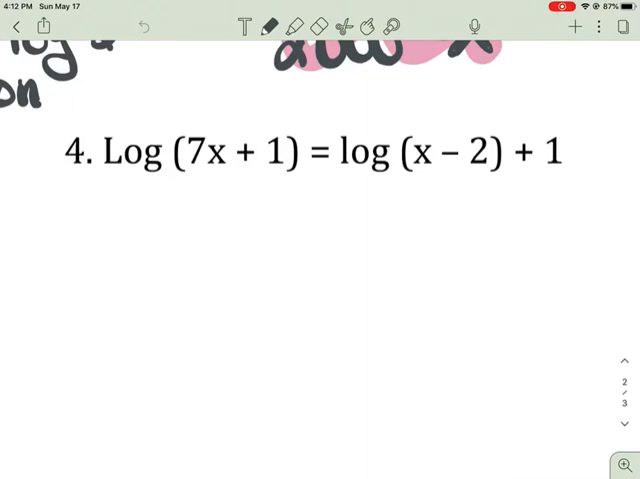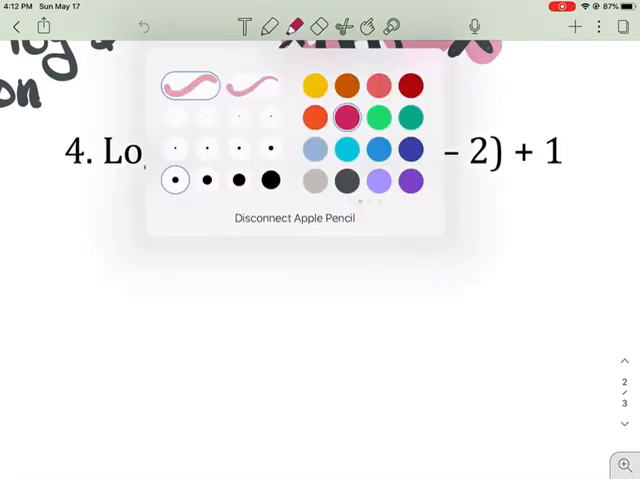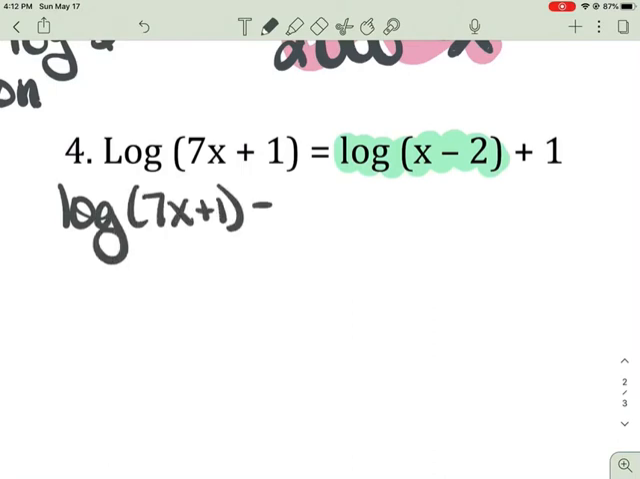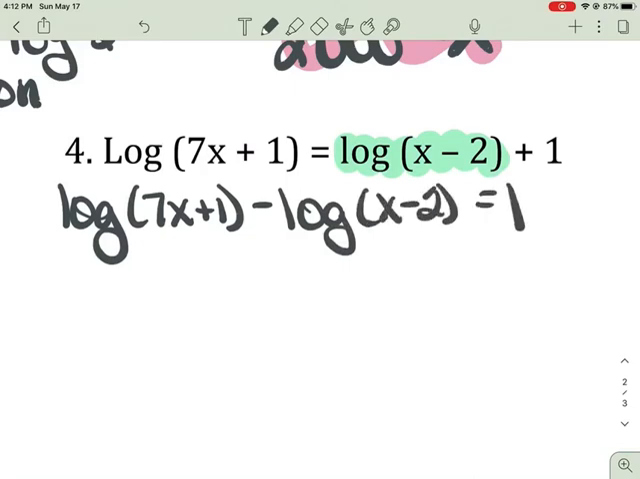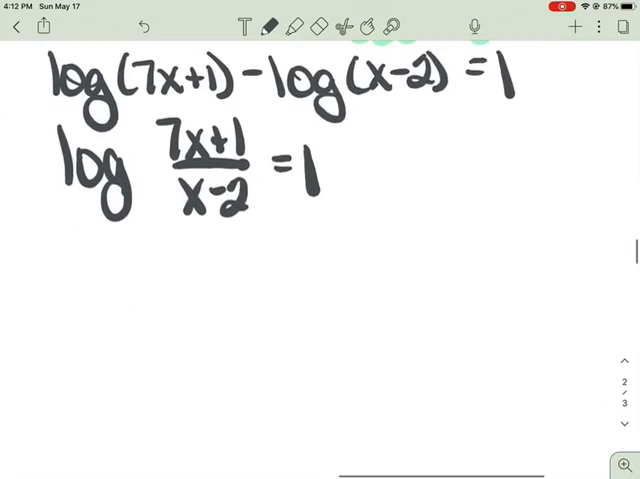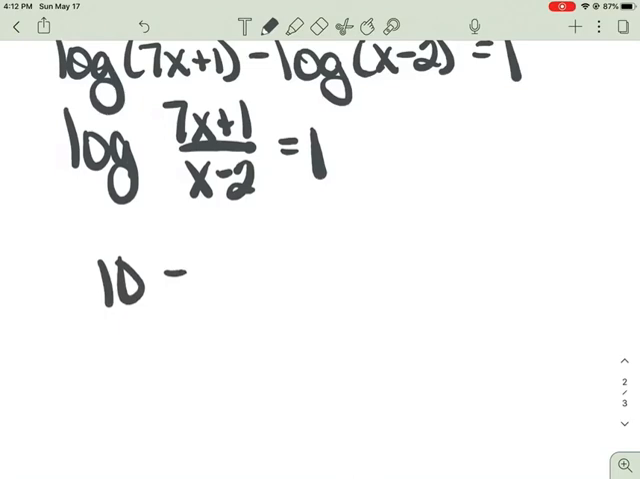Because I have a log on one side and then I have a log on the other. So here's my suggestion: we take this log right here and bring it over to the other side to make it a subtraction problem. So let's make this log of 7x plus 1 minus log of x minus 2 is equal to 1. All right, so subtraction means division. So log of 7x plus 1 all over x minus 2 is equal to 1. So write it as an exponent.